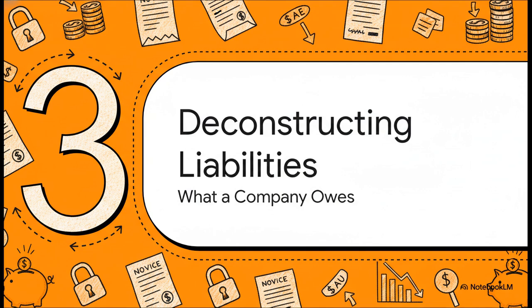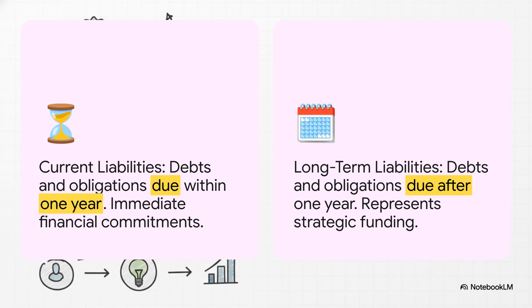Okay, so we've seen what a company owns. Now let's get back to how it's all funded, and we'll start with liabilities. In other words, what the company owes to others. And just like with assets, we can make a really clean break here based on time. You have current liabilities. These are the bills and debts that are due within the next year, the immediate stuff. Then you have long-term liabilities, which are due more than a year from now.